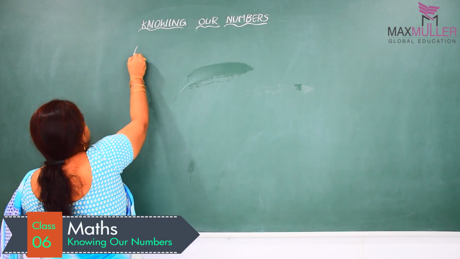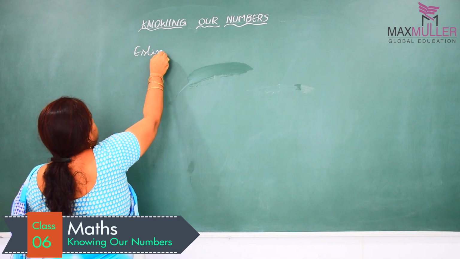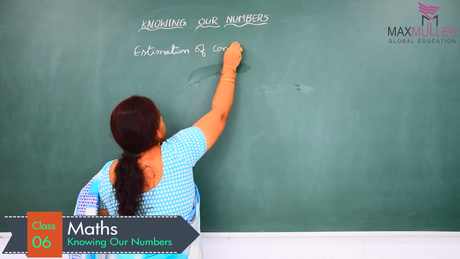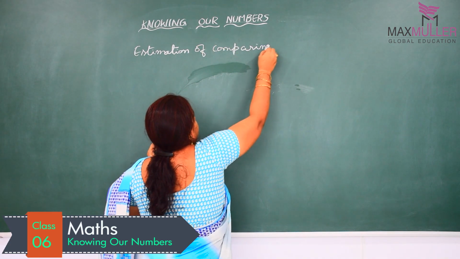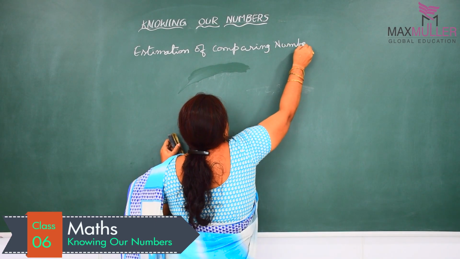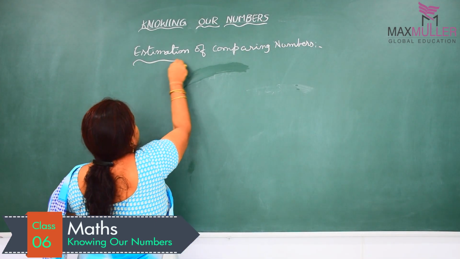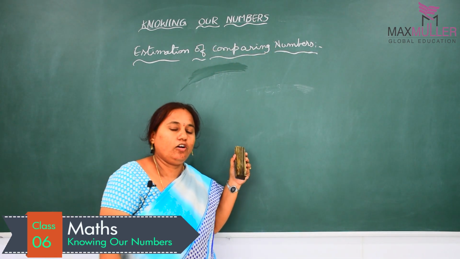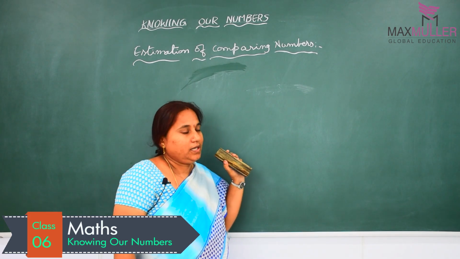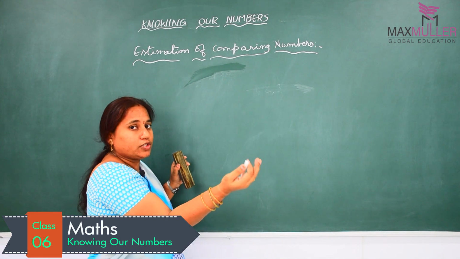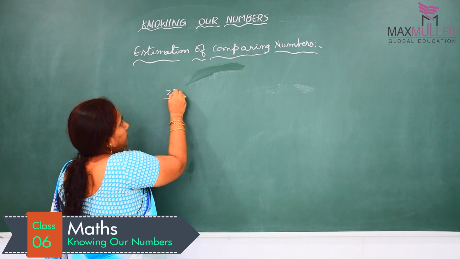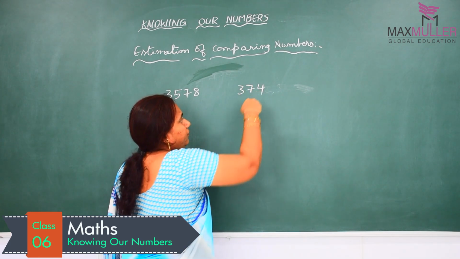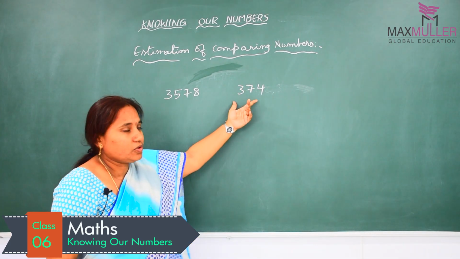Now we have to compare the numbers. Comparing numbers: how do we have to compare the numbers? Now see here, we have to take two numbers, 3578 and 374. Like this, I took two numbers.